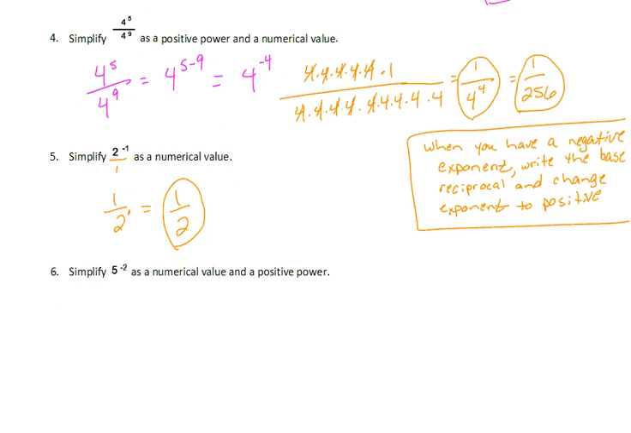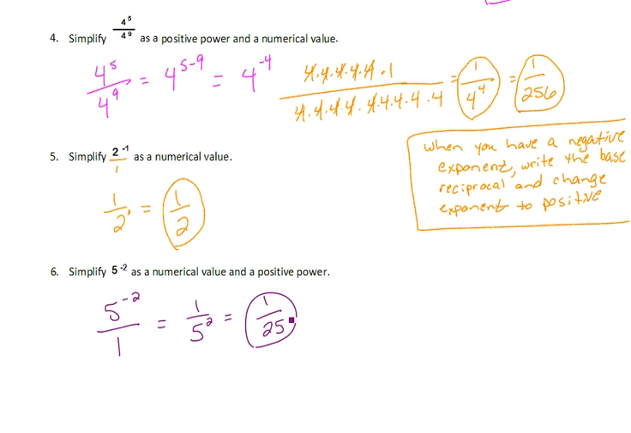Okay, same rule. Simplify 5 to the negative 2. I see that negative exponent. That means that I'm going to look at this 5 over 1 and I'm going to flip that. I'm going to make it 1 over 5. I'm going to change that exponent to positive, so I understand that that's actually 1 over 25.